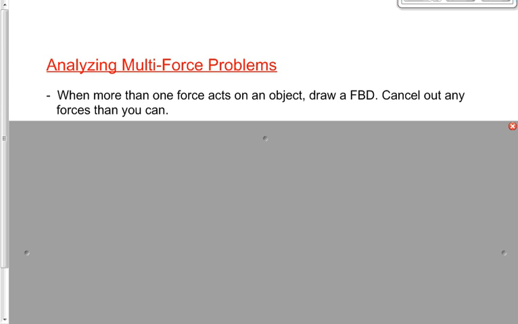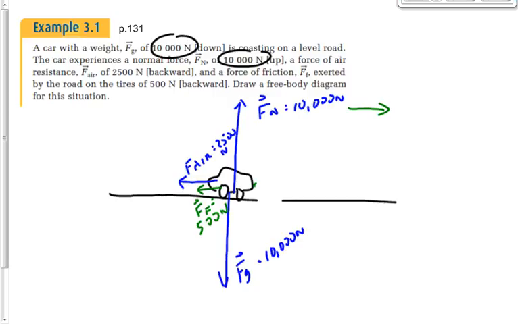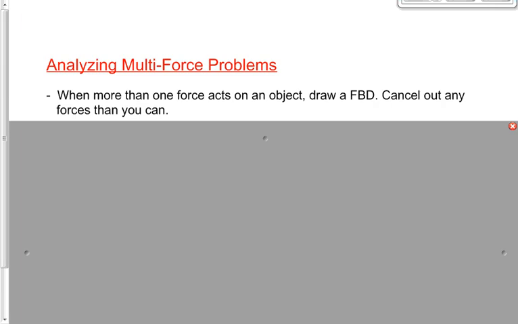What we want to do first when we see one of these problems involving more than one force is draw the free body diagram and then simplify it a little bit. Cross off or cancel out any forces that you can, any forces that balance each other. Let's go back to that diagram that I just drew. Are there any forces here that cancel each other out that I can cross off? Gravity and the normal force are the same value. So I'm left now with just the force of air resistance and the force of friction. Draw your free body diagram, cross off anything that balances, cancel it out. You don't have to, but it does make it simpler if you do.